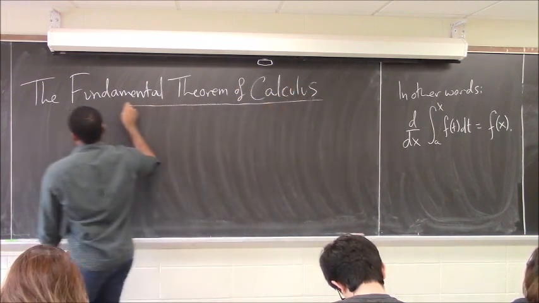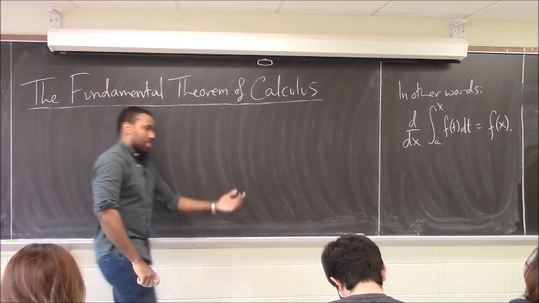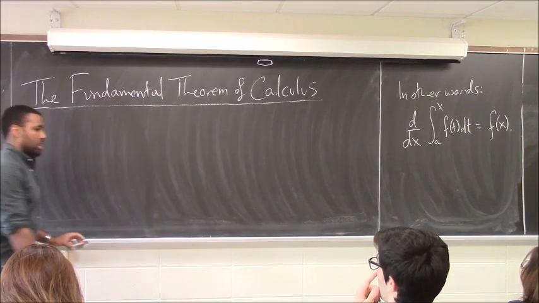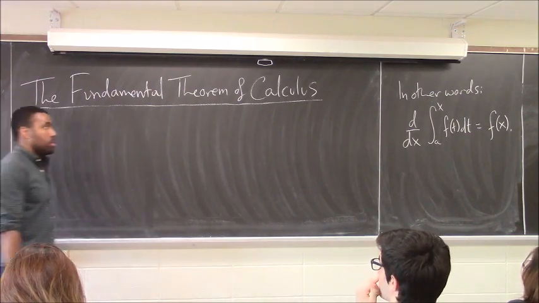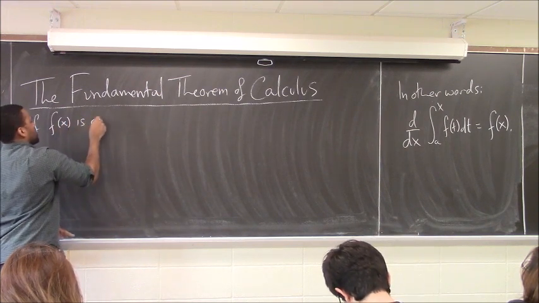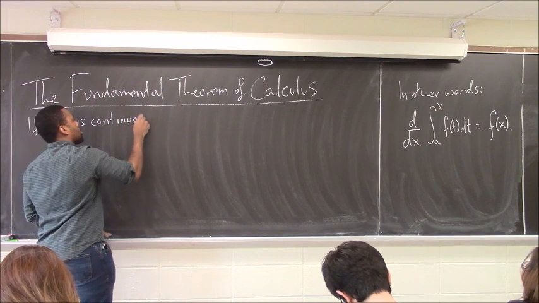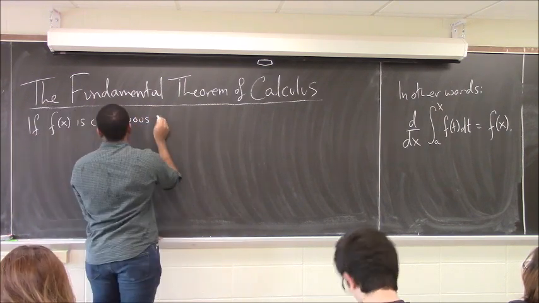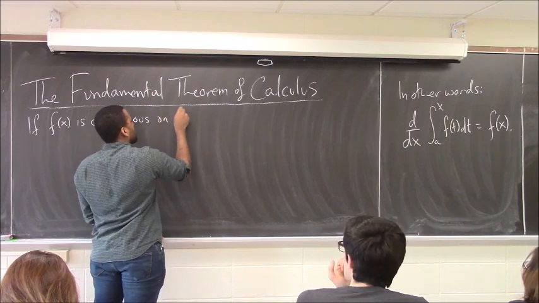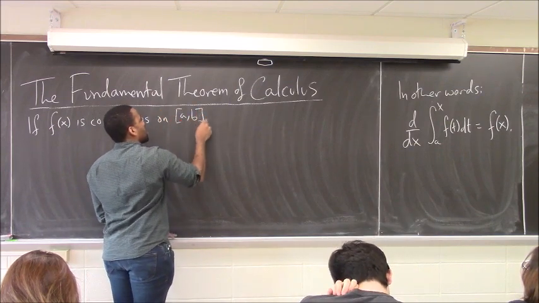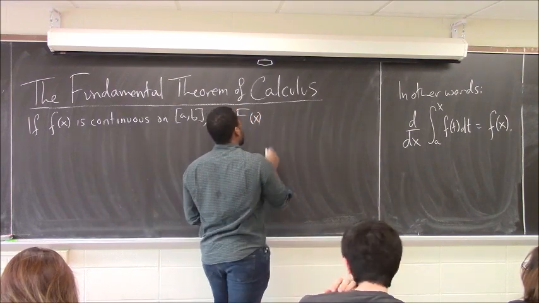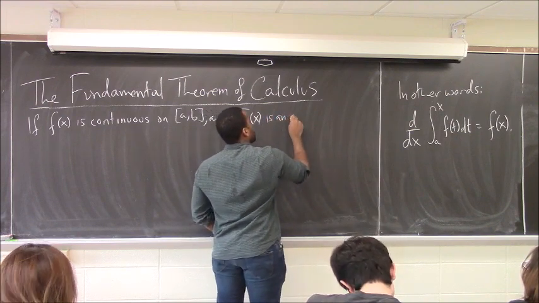This is it. This is why we're all here. This is why this class exists. This is why calculus, as it is studied in the modern age, is what it is, because of this theorem. The theorem says if f of x is continuous, and we know what that means, limit as x approaches a is f of a on an interval ab, and suppose we can discover an antiderivative of this function.